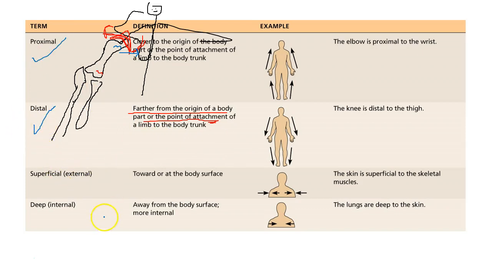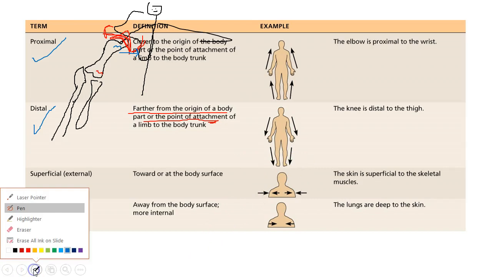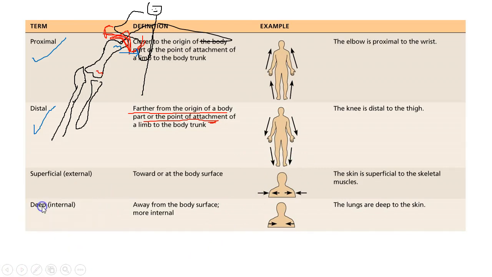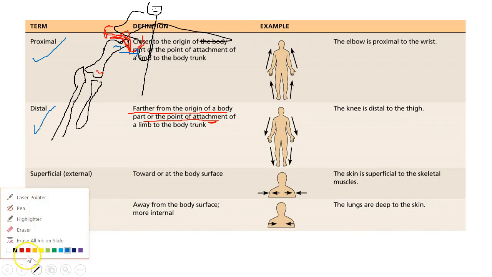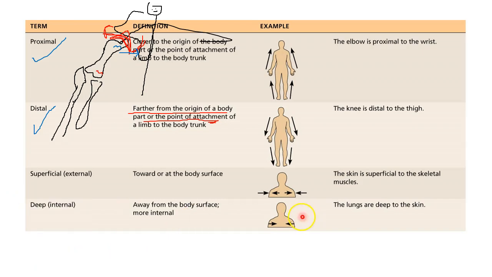So now we'll talk about superficial and external, and then we'll talk about deep and internal. So these are pretty easy, basically. I'm going to use the laser pointer. So the skin is superficial to the skeletal muscles, so your skin is above those skeletal muscles, right?